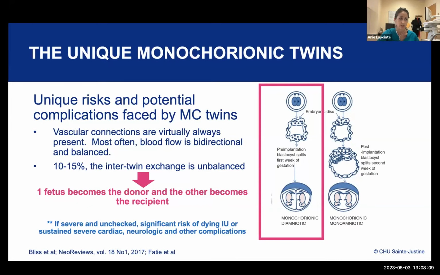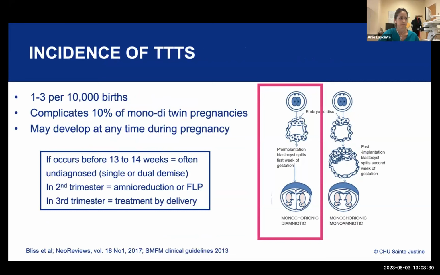The condition may stay stable, regress, or evolve to a severe condition with high risk of fetal mortality or severe complication. It is primordial to define the chronicity of twin pregnancies, as the follow-up needs to be adapted. In current practice, the prevalence of TTTS is 1 to 3 per 10,000 births. It complicates around 10% of mono-di twin pregnancies.